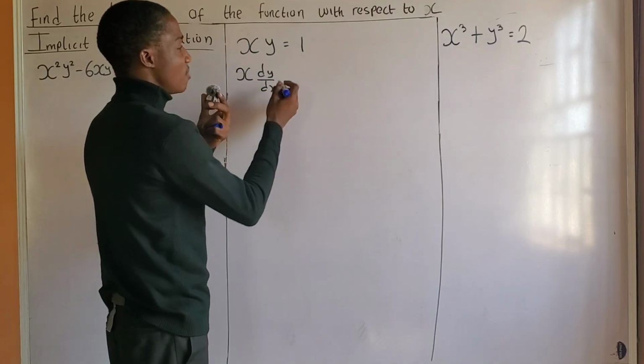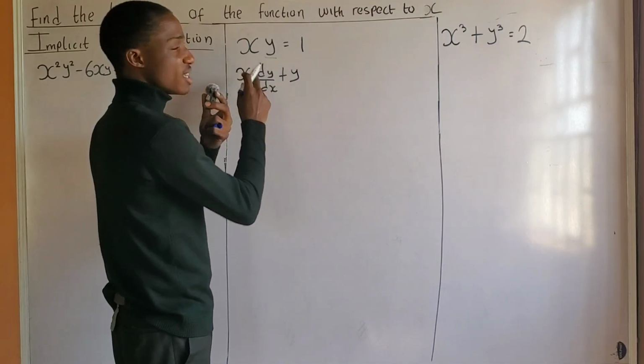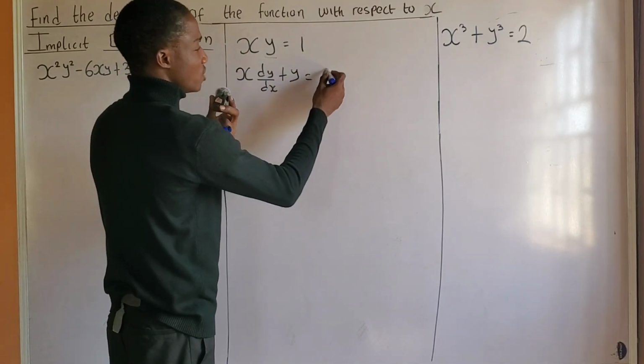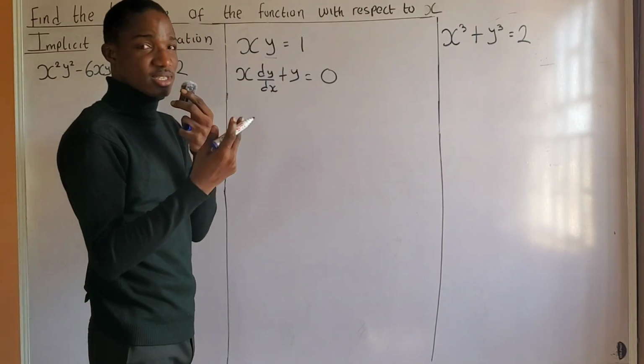Are you getting it? Plus, now keep the second part, keep y constant, differentiate x, you're going to have 1. So 1 times y is what? y. This will be equal to 0, because if you differentiate 1, you're going to have 0. If you didn't understand, listen again.